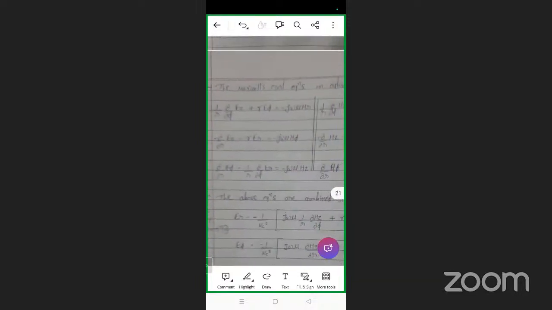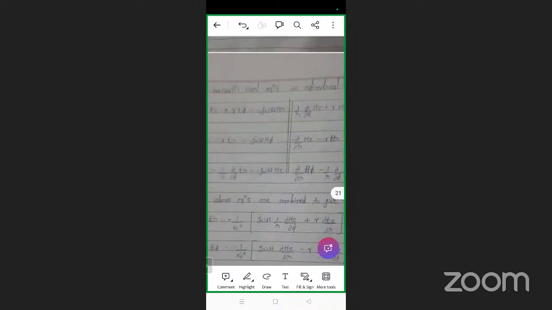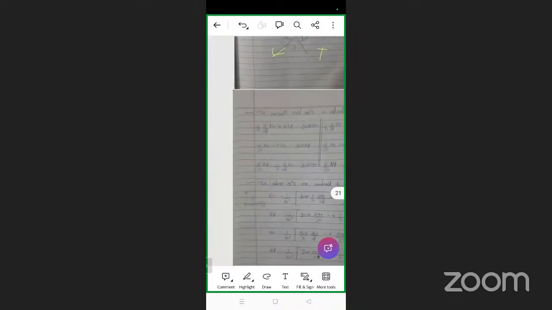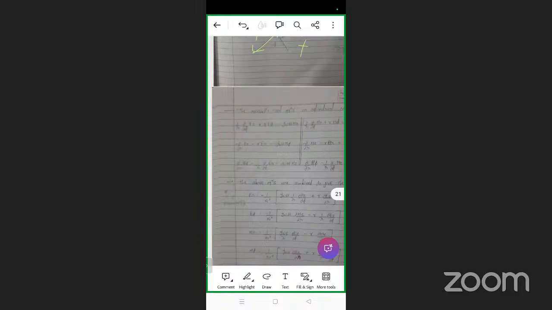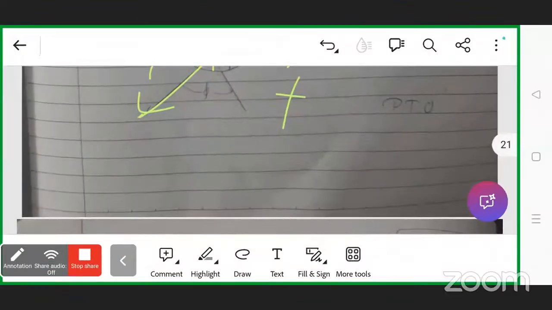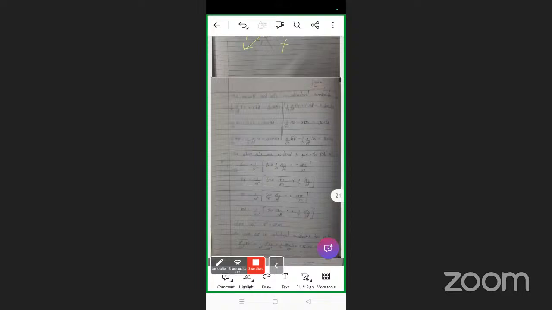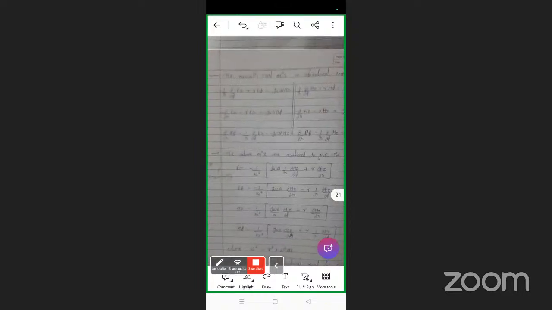What are Maxwell's curl equations in cylindrical coordinates? You have to remember these equations directly. Just open your book and cross-check what are the cylindrical coordinate equations you have. What is the first equation?